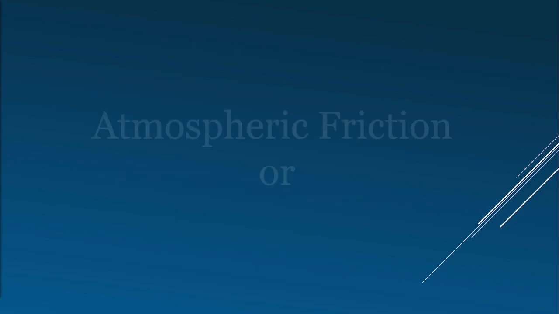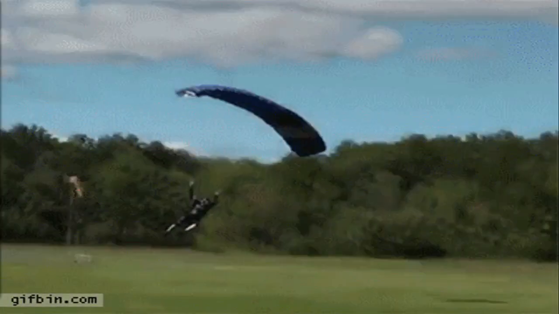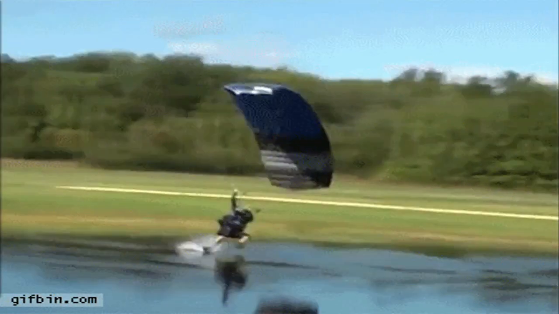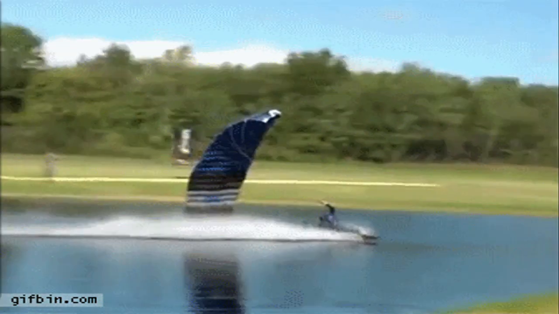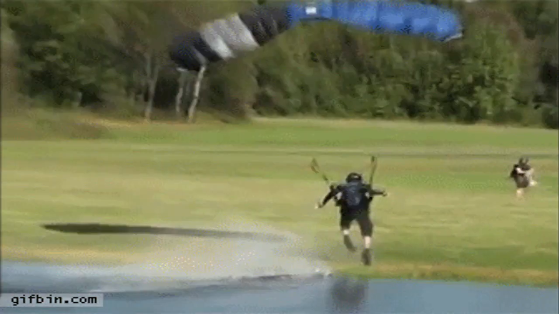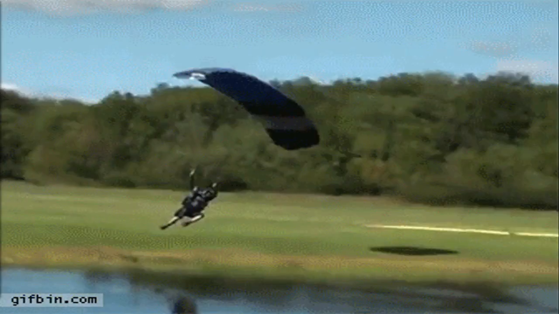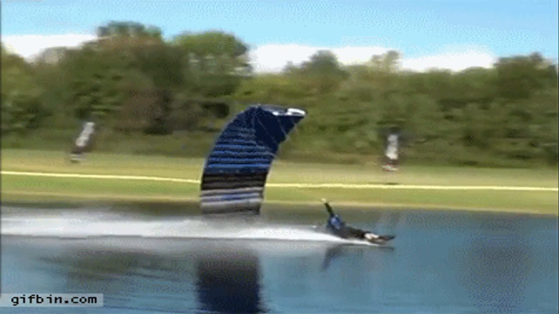Atmospheric friction or air drag. You can easily understand this force when you think of a parachute. This device slows down the velocity of a falling object. When you turn on a parachute, it increases its surface area, thereby coming into contact with a large number of molecules, offering a resistive force opposite to the force acting on the falling body.